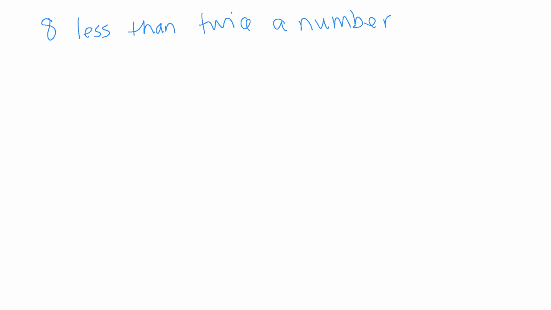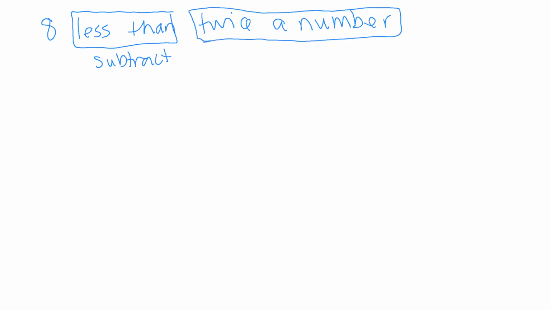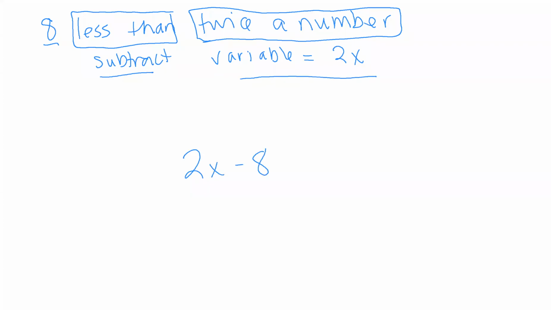So I need to start looking for words that would indicate an operation. And I see right here that I have less than. Less than would indicate subtraction. And I want 8 less than twice a number. So again, I have this phrase, a number. I don't know what the number is. It's completely unknown to me. So this is going to be my variable. And just like in the last question, I want twice that number. That means 2 times the number. So 2x. So I want to take 8 and subtract it from 2x. So this is going to be 2x minus 8.